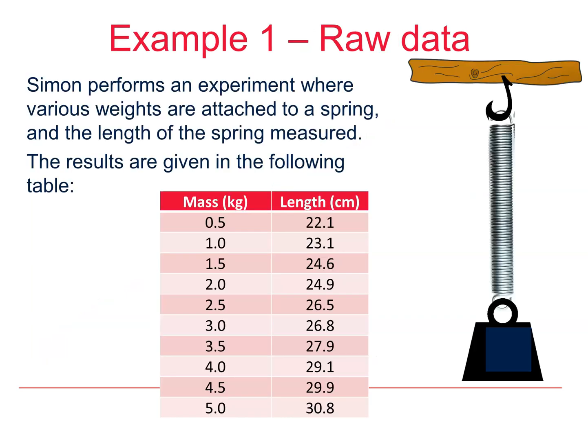Let's see how this works in practice. Those of you who are studying physics or mechanics may recognise this as an experiment to verify Hooke's law. In this experiment, the mass is controlled, so it's non-random. Length has a theoretical true value for each mass, but will have an element of randomness to it as measured.